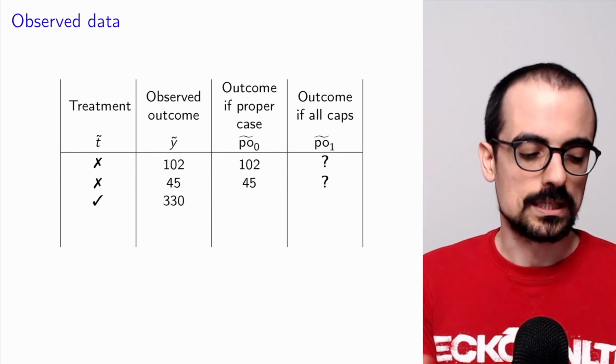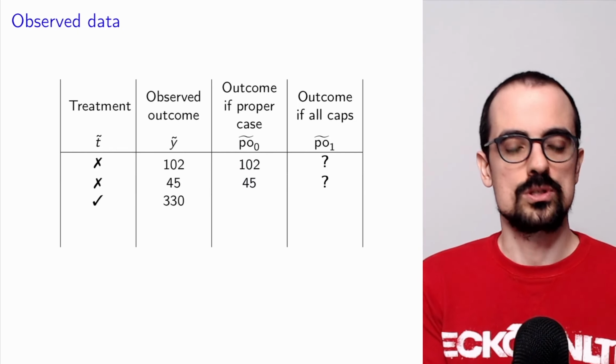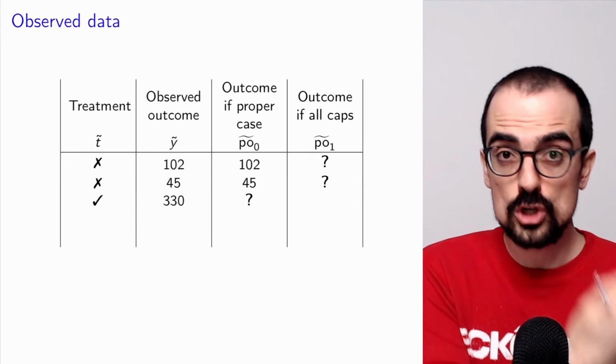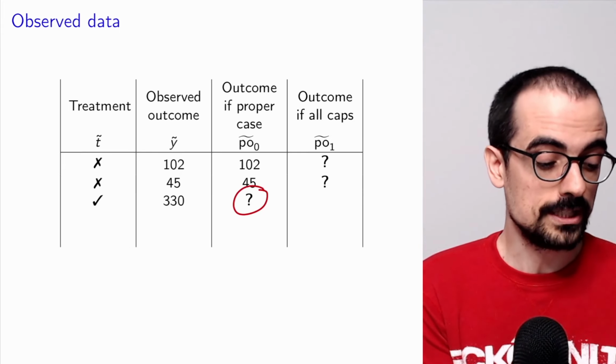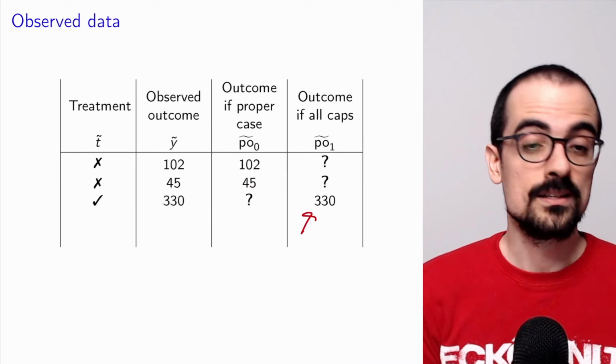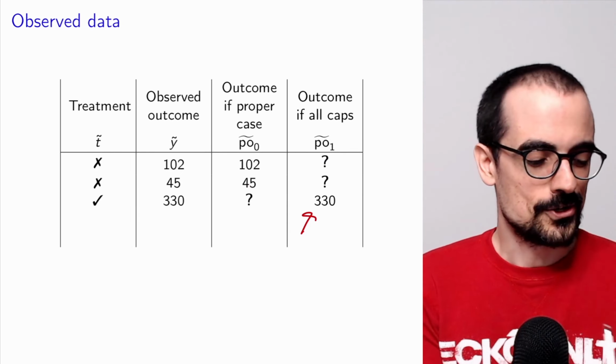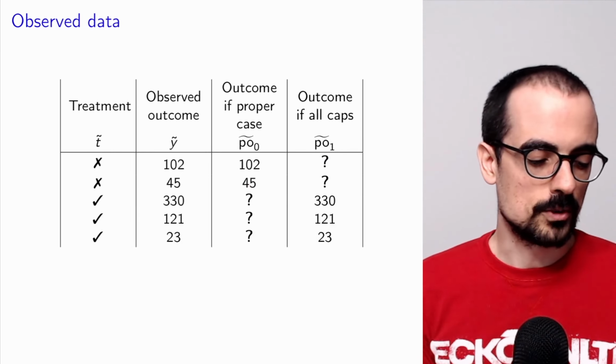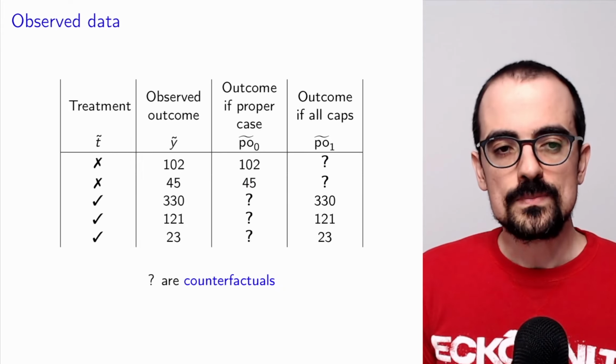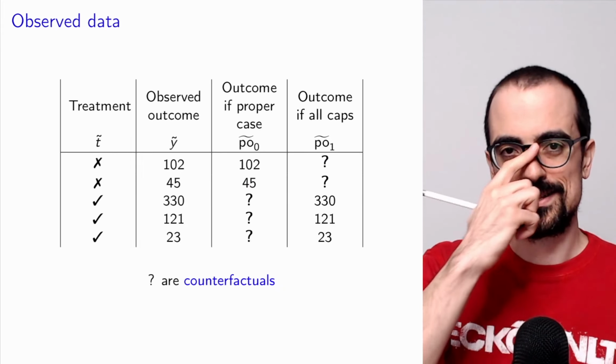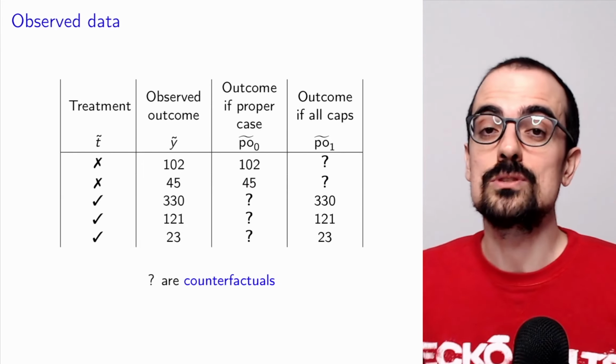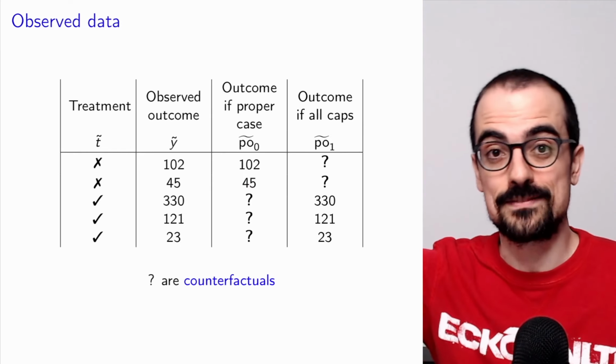Conversely, if I decide to put a title in all caps, I see the views for that, but I do not see what would have happened if there was no treatment. I do see what would happen if there's treatment. And this happens for each single data point. So now, again, these missing points are counterfactuals because they're counter to reality. They're what would have happened if I had done something else.